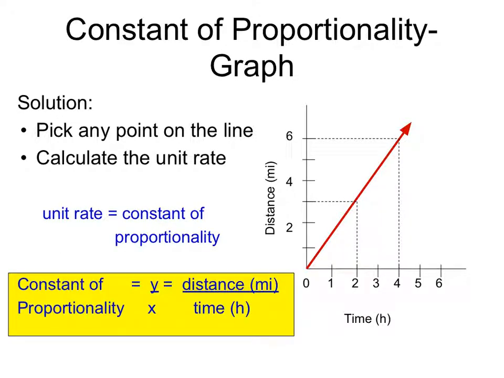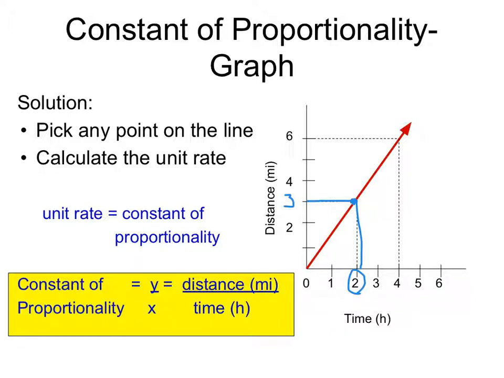To find my constant of proportionality, the first thing I need to do is pick any point on the line where I can read the x and y value easily, and then calculate the unit rate. And the unit rate is going to be the ratio of my y's to my x's, and for this graph, my y values are the distance the lava traveled in miles, and the x value is the time in hours. So I'm going to pick this point here, and the y value for that point is 3 miles, and the x value is 2 hours.